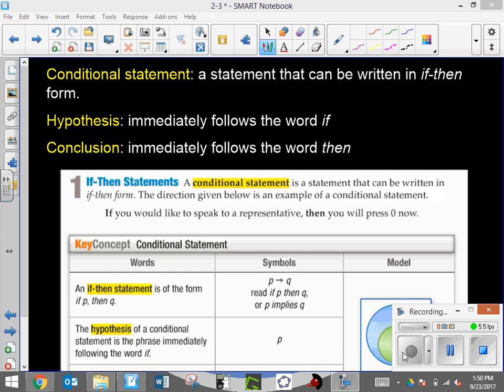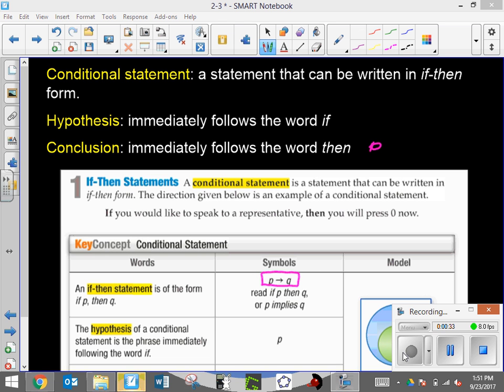Conditional statements. We're going to look at writing statements in if-then form. The first example is only going to ask you to find and identify what the hypothesis and conclusion of that statement is. The hypothesis is always going to follow the word if, and the conclusion is going to follow the word then. So I'm going to say a statement, if this, then this is going to happen. Okay, and you're going to see this type of symbols quite a bit.